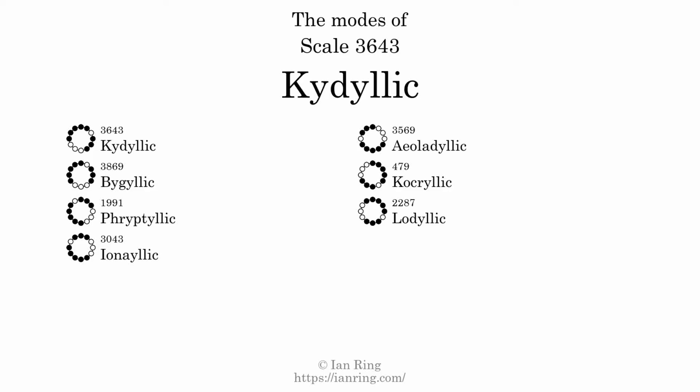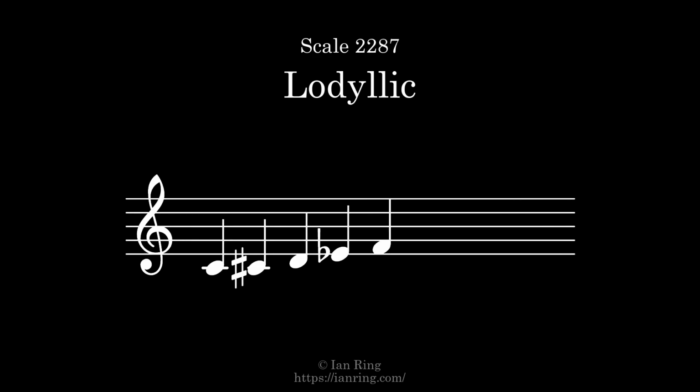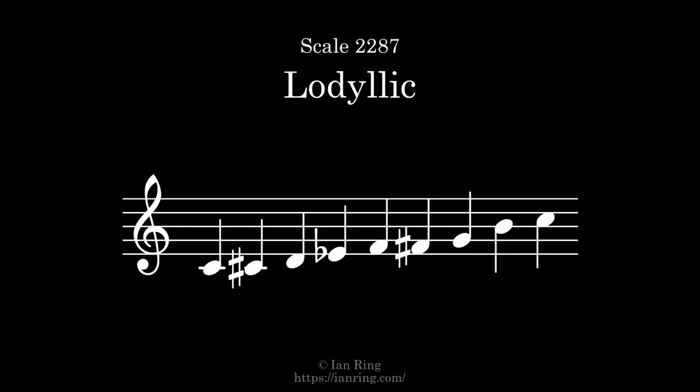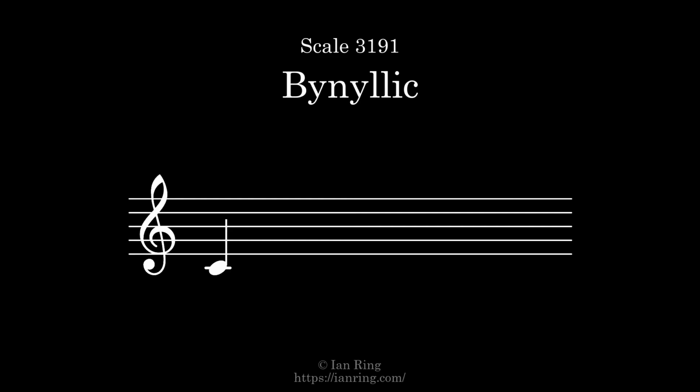The seventh mode is scale 2287, also known as Kydyllic. It sounds like this. The eighth and last mode is scale 3191, also known as Kydyllic. It sounds like this.